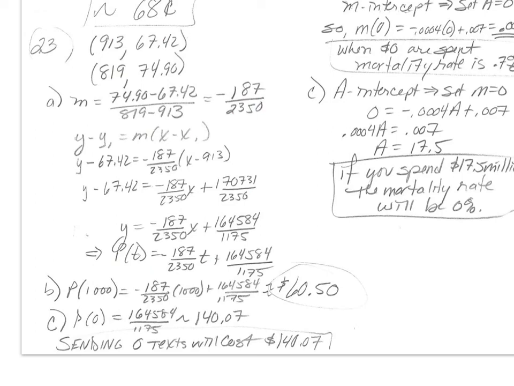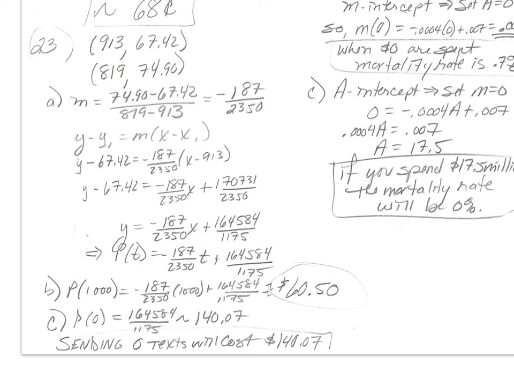The next one, they're telling you she sends 1,000 texts. What's her bill? So you just do P of 1,000, substitute it in, get an approximate dollar value. Don't forget to round for the cents. And then find the P intercept. To find the P intercept, you set T equal to 0. So we have P of 0, and that gives you about 140.07.